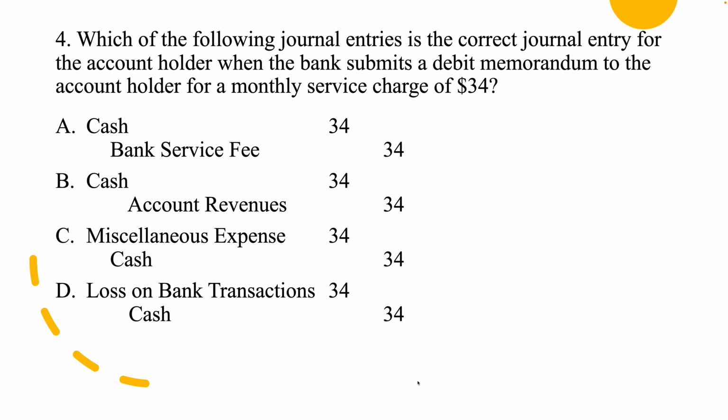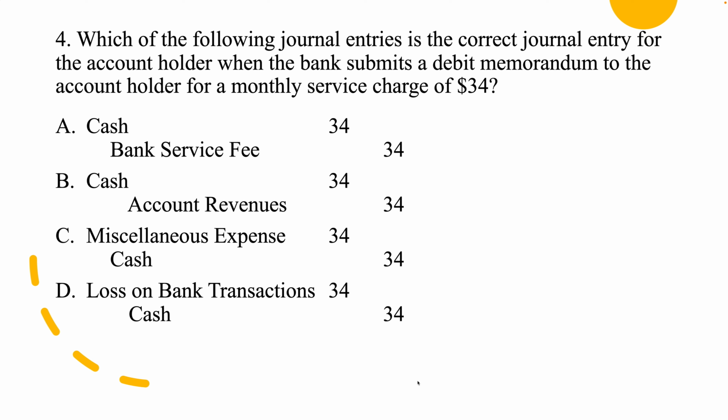Problem 4. Which of the following journal entries is the correct journal entry for the account holder when the bank submits a debit memorandum to the account holder for a monthly service charge of $34? A debit memorandum is a document from the bank that tells the customer the debit adjustment made to their bank account.